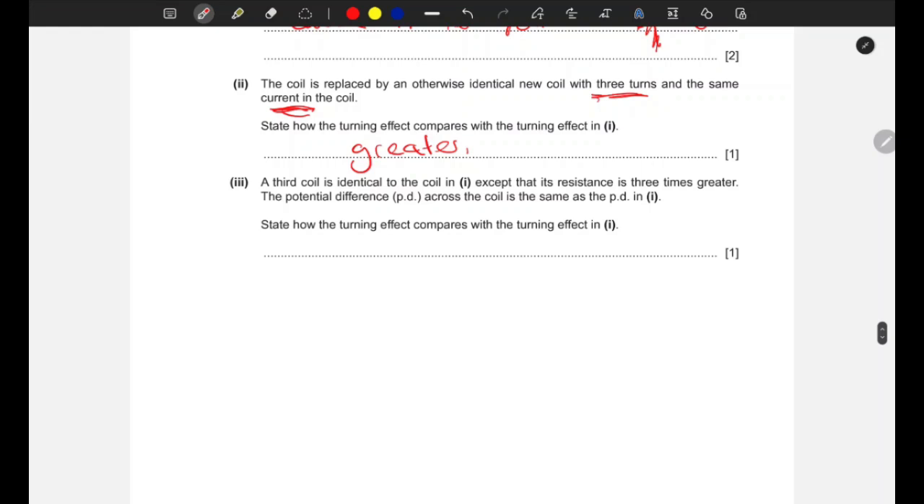Part 3. A third coil is identical to the coil in part 1, except its resistance is 3 times greater. So if the resistance is 3 times greater, that means the current decreases. The PD across the coil is the same as the PD in part 1. Show how the turning effect compares. If the current decreases, that means the turning effect will decrease. Or we can say it's lower, since we're comparing.